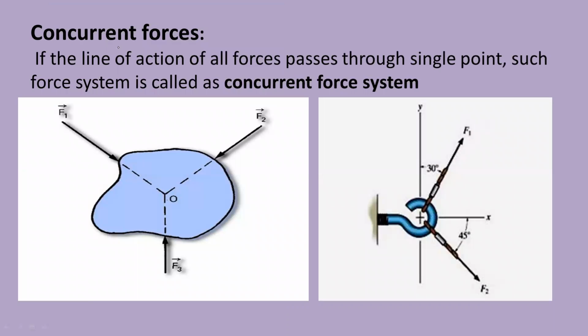Next type is concurrent force system. So concurrent force system means if the line of action of all forces passes through a single point, such force system is called as concurrent force system. The line of action, it must pass through the single point.